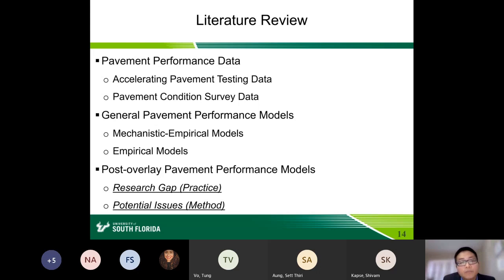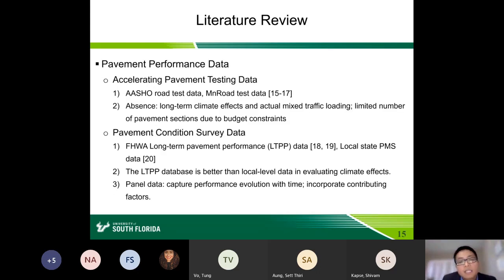conducting literature review. As we can see in slide 15, pavement performance data used in the previous studies can be classified into two groups, like testing data and the pavement condition survey data. The testing data has the major drawbacks. The drawback is that the test data cannot reflect the long-term climate effects and actual mixed traffic.